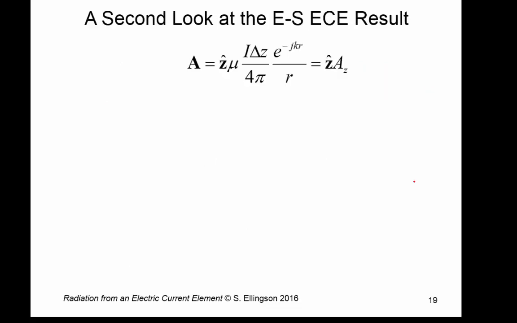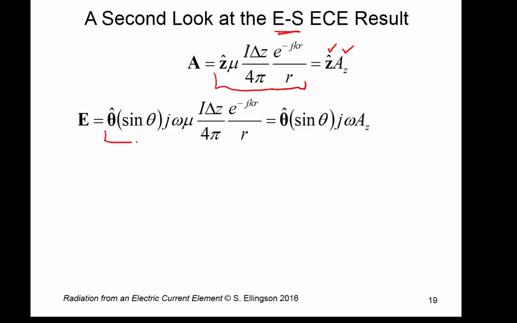Now let me show you how this pays off. So we're going to take a second look at the electrically short electric current element result. So we're going back to the very first problem we did. This was the magnetic vector potential that we obtained in this case. And I'm going to give this a name. I'm just going to call this z hat. I'm going to keep the unit vector, and then just group everything else into this factor A sub z. So the z component of the magnetic vector potential.